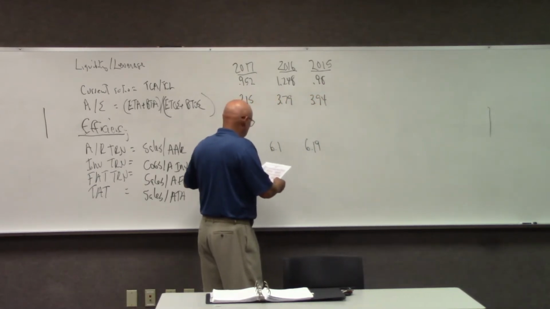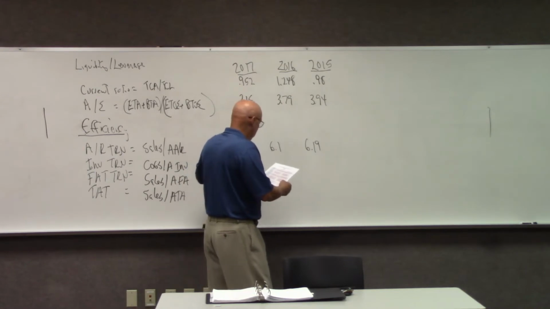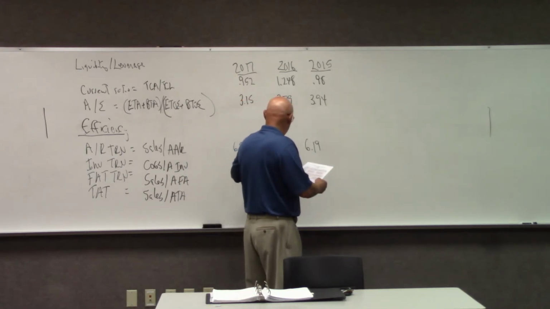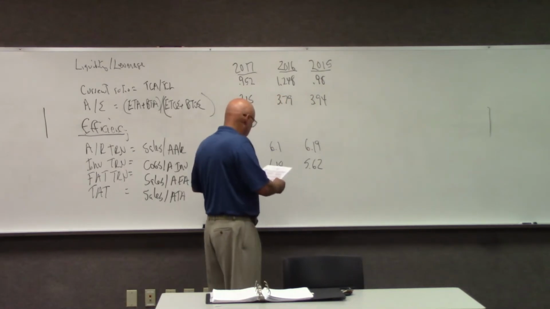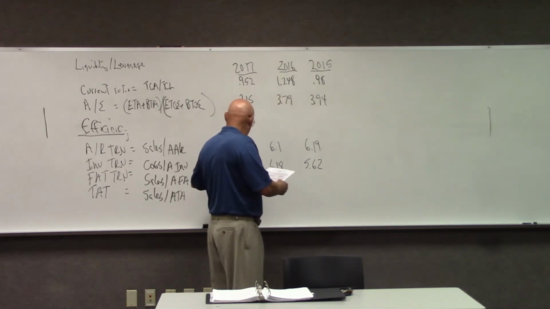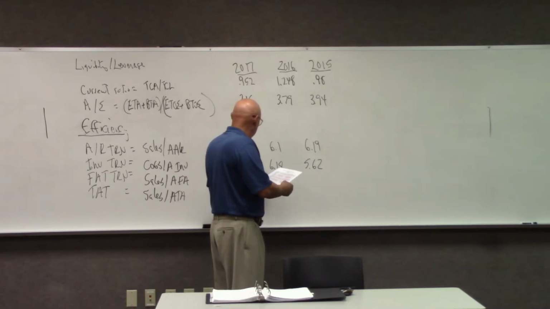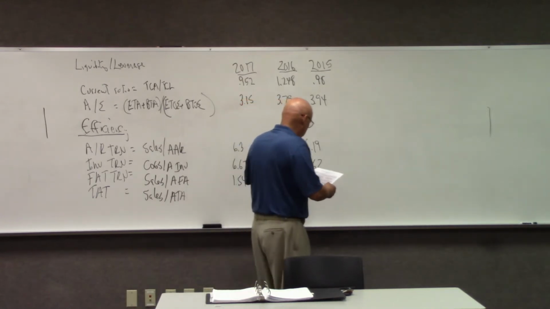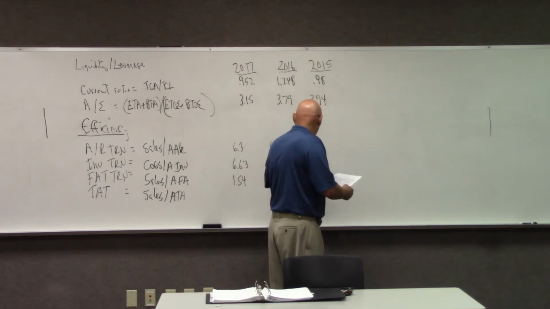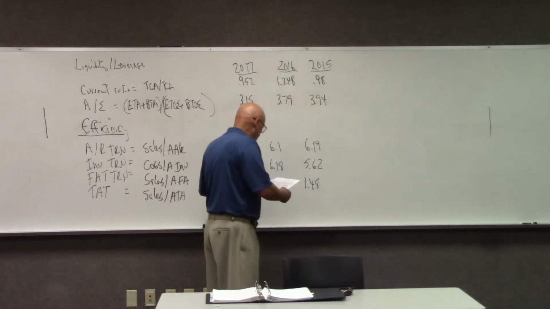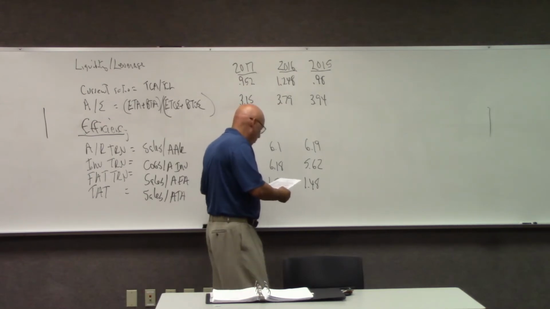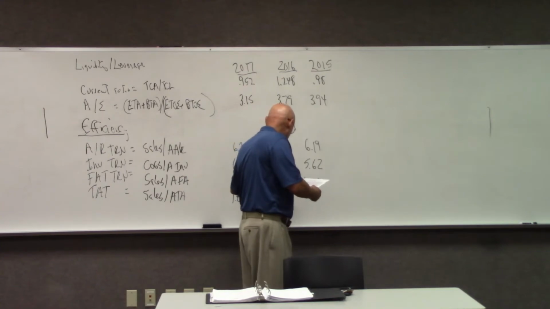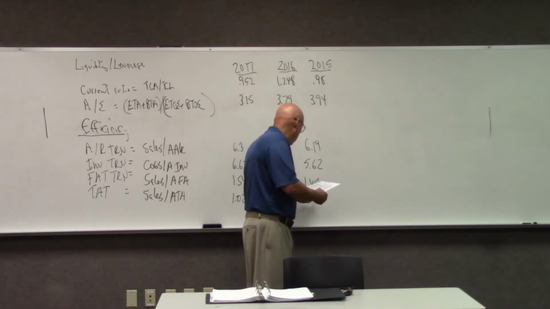And under inventory, we have 6.63 and 6.18 and 5.62. And fixed asset turnover, we have 1.54 and 1.50 and 1.48. And sales divided by total assets, so total asset turnover, is 1.02 and 0.99 and 1.01.